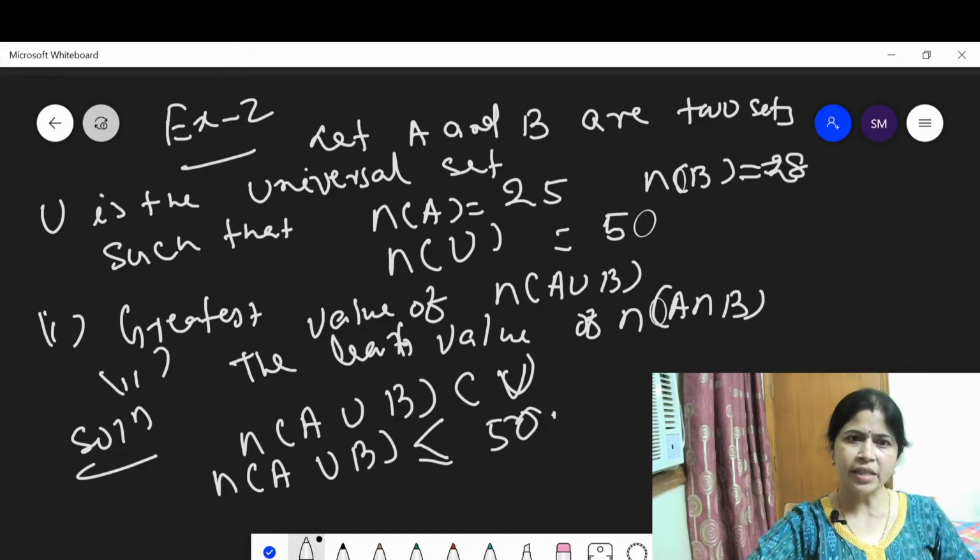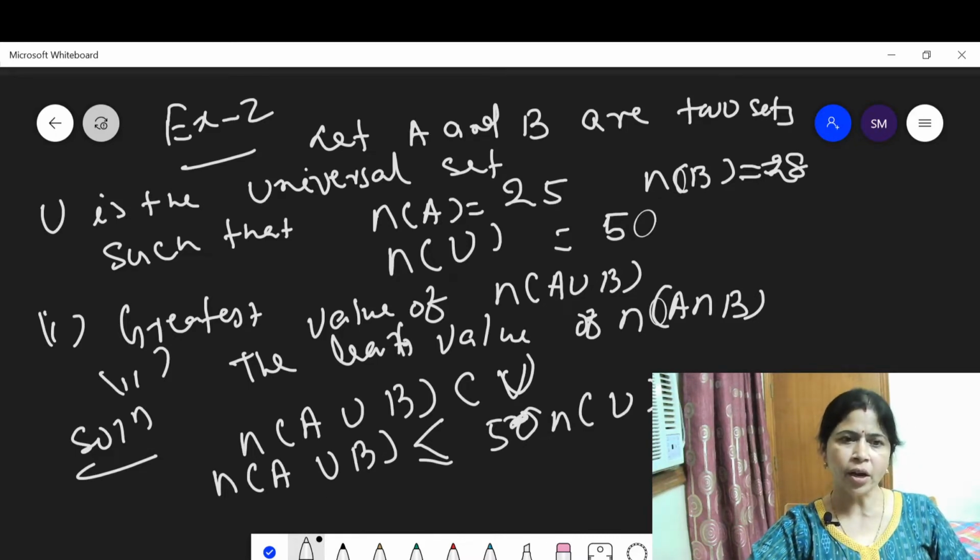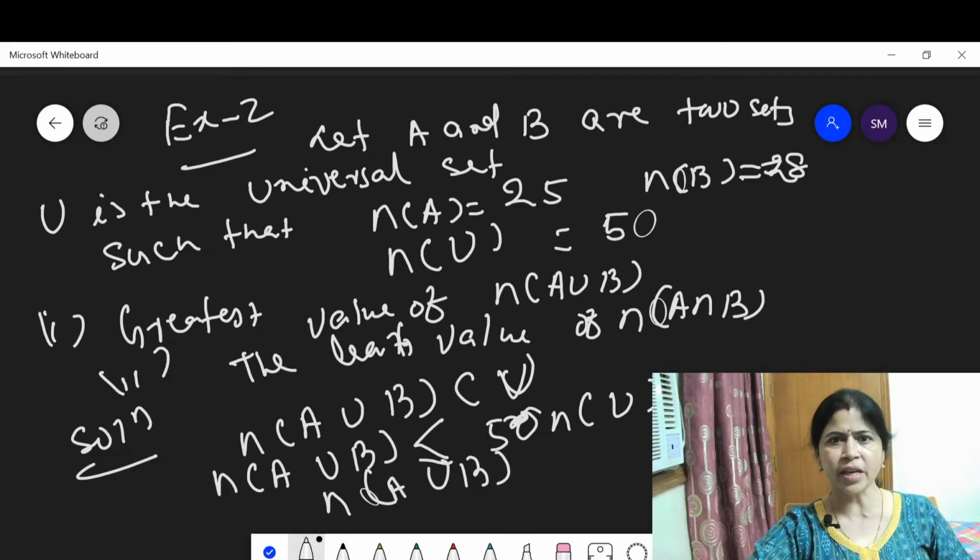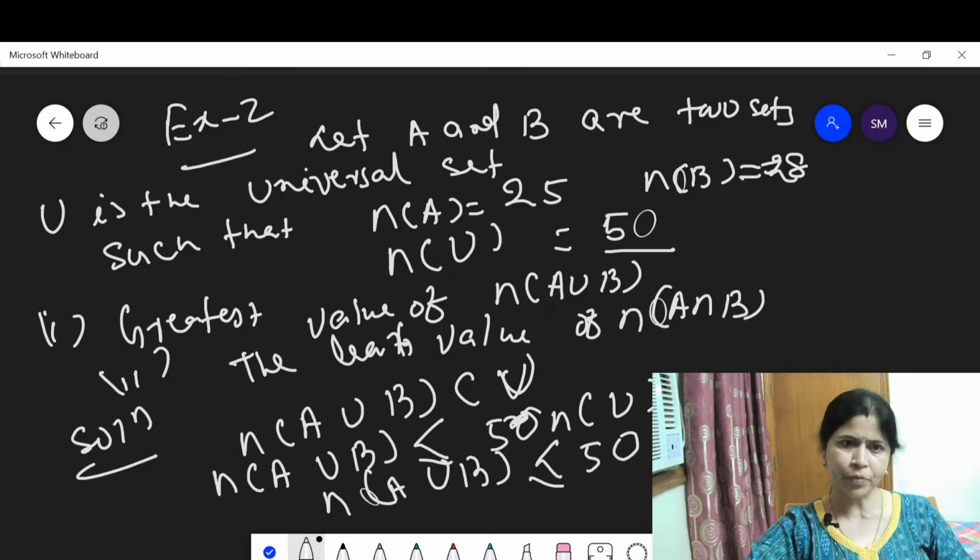The number of elements in A union B is always less than or equal to the number of elements present in the universal set. Here we have to find the greatest value of n(A union B). The number of elements present in the universal set is given here as 50. This means n(A union B) is always less than or equal to 50, so the greatest value of n(A union B) will be 50.